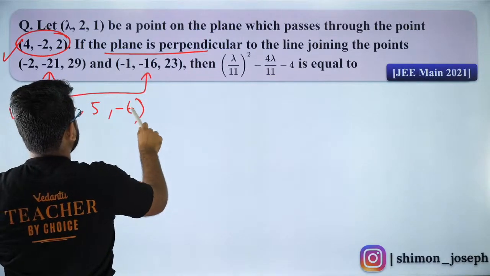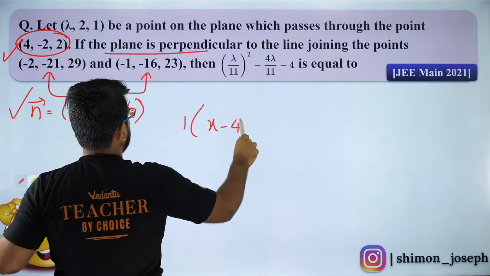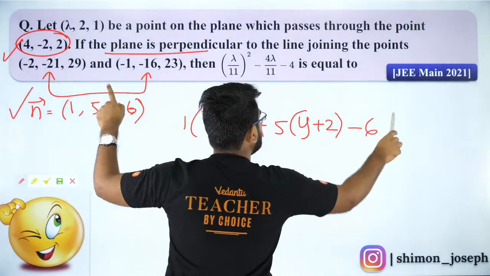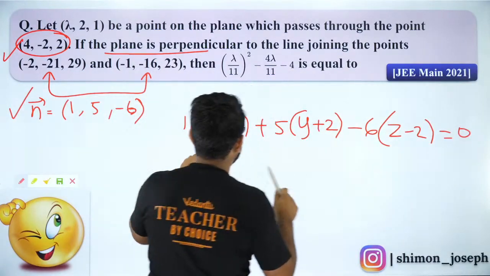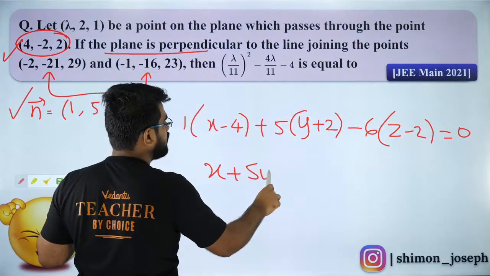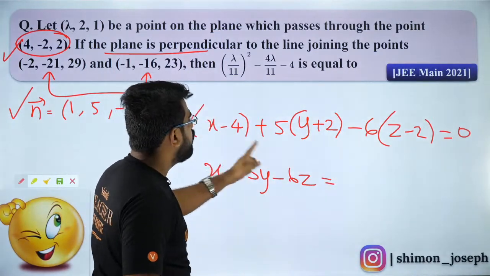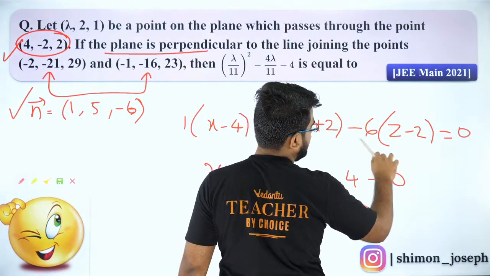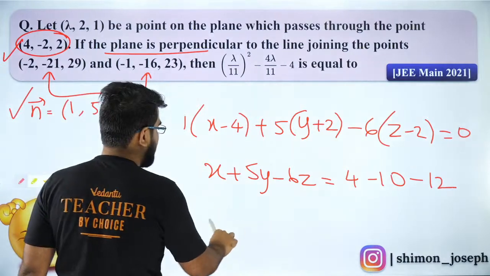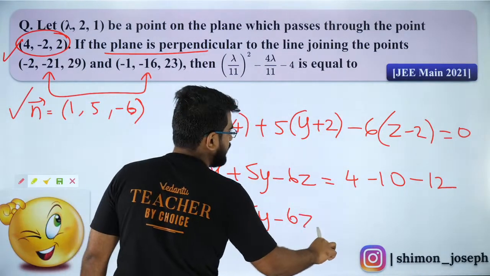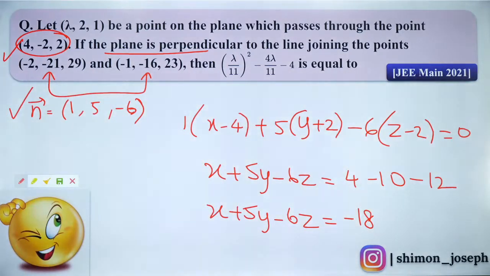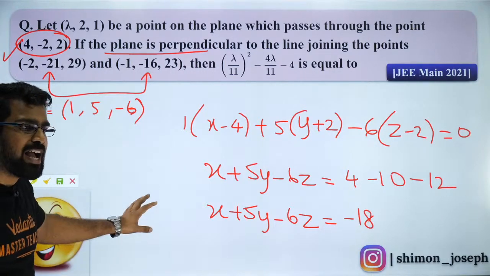It is nothing but 1 into (x minus 4) plus 5 into (y minus of minus 2) minus 6 into (z minus 2) is equal to 0. So now find the plane equation. x plus 5y minus 6z is equal to 4 minus 10 minus 12, so I'll have x plus 5y minus 6z is equal to minus 18. That is my equation of the plane. Do you all agree with me on that? Yes or no?